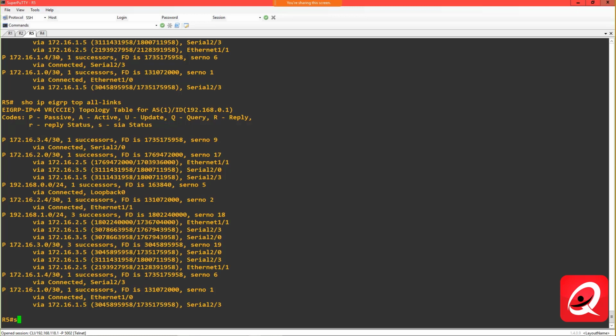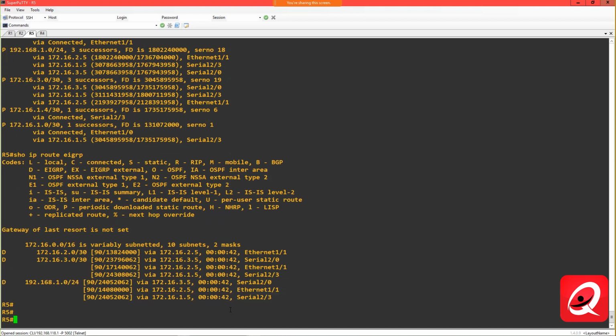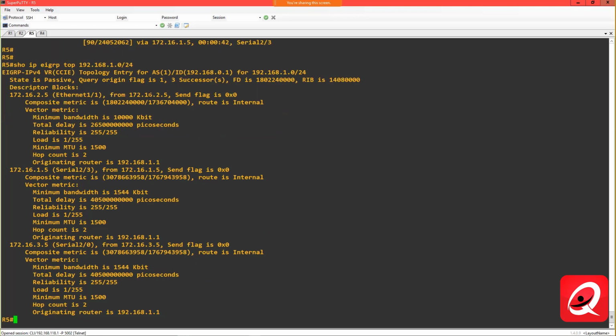So these paths meet the feasibility conditions. So if I do a show IP route EIGRP, I can see now that I'm doing unequal cost load balancing across 3 different paths. In fact, if I do a show IP EIGRP topology 192.168.1.0/24, I can see that these paths are all considered as successors, 3 successors. Now the feasible distance that's being reported here is the best of the 3, but obviously these are not the same, right?